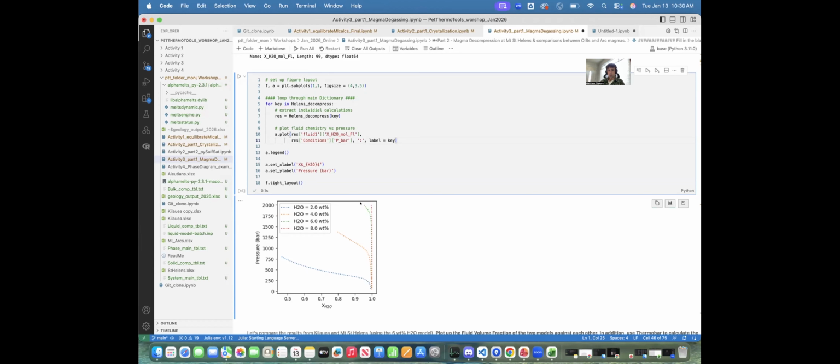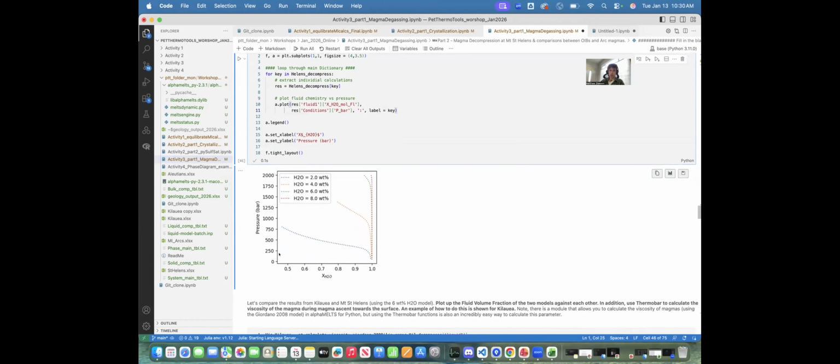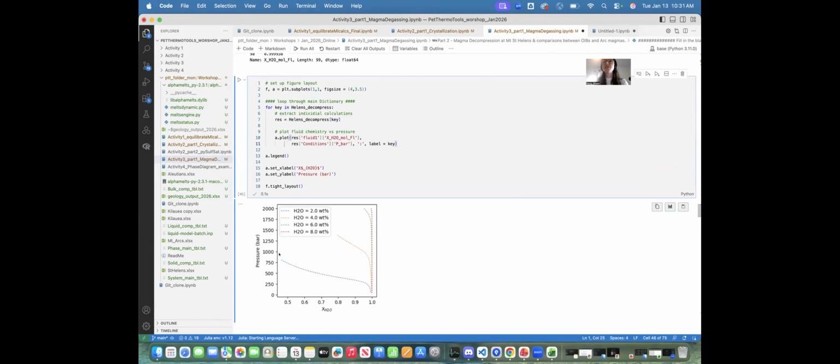The 6 weight% one does have a significant amount of CO2, but the 2 weight% water one doesn't start degassing until less than around 800 bars. And when it starts, it has approximately a 50-50 mix in terms of mole proportions of CO2 and water in this system down here. Okay.